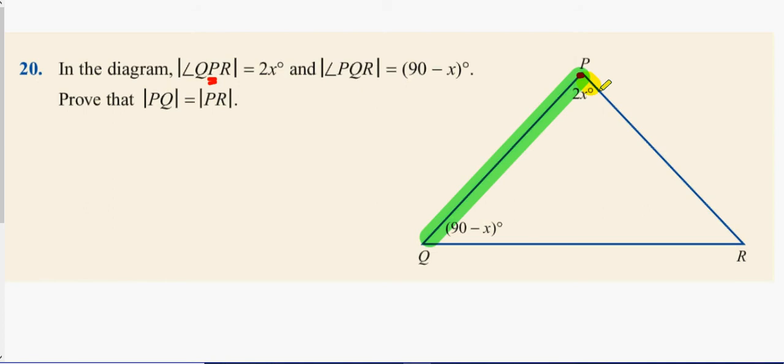Now, if that is the case, this would mean that this triangle is isosceles and this angle here should equal this one here. They should be the same angle. So we're going to choose a letter of my choosing. We're going to call it angle A.